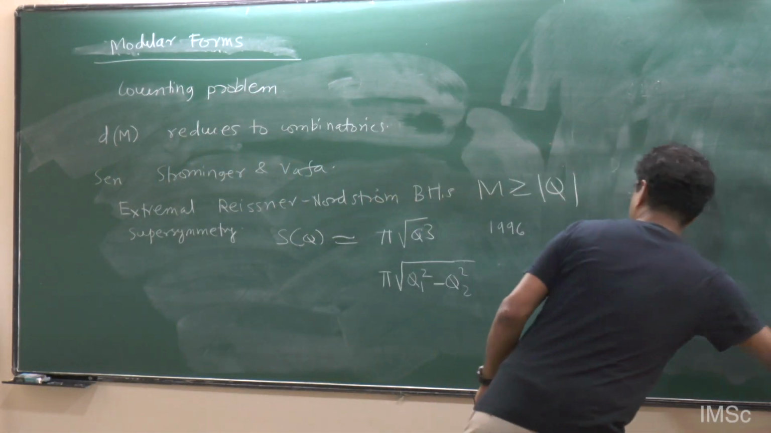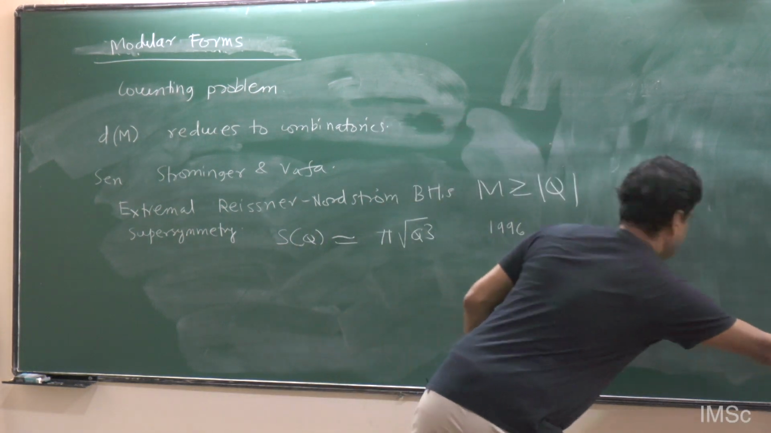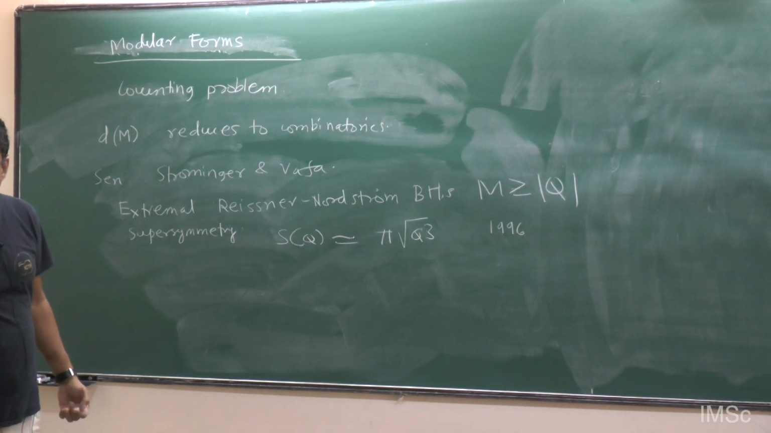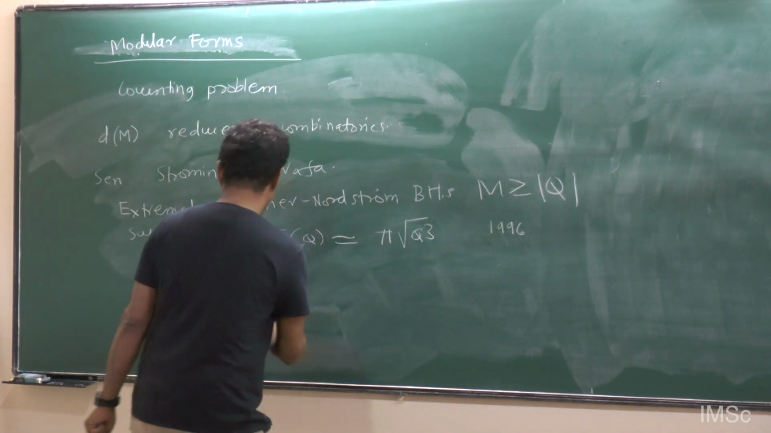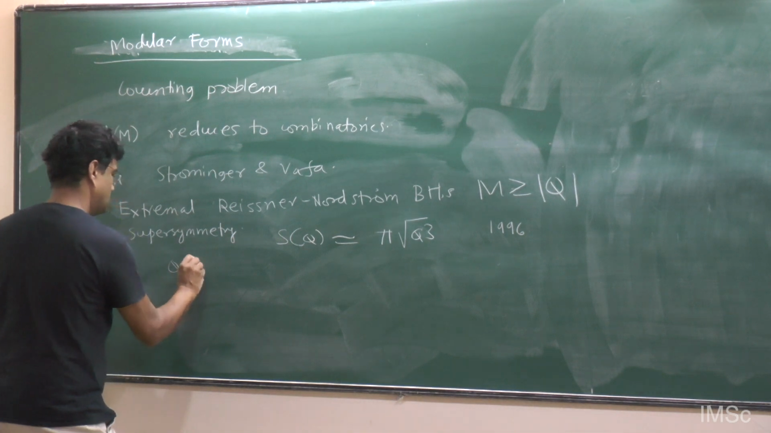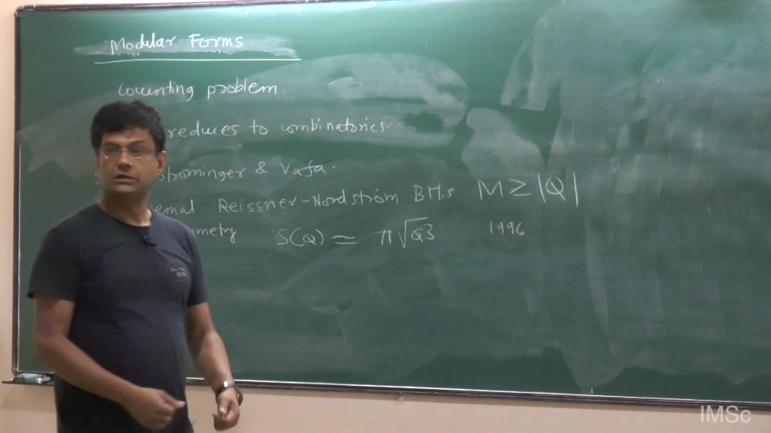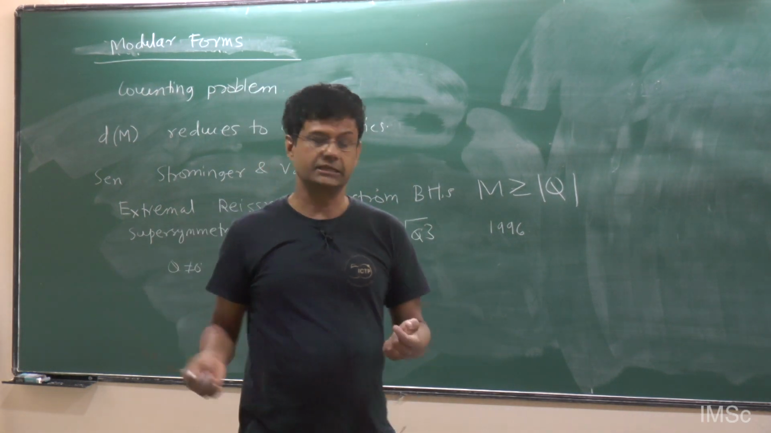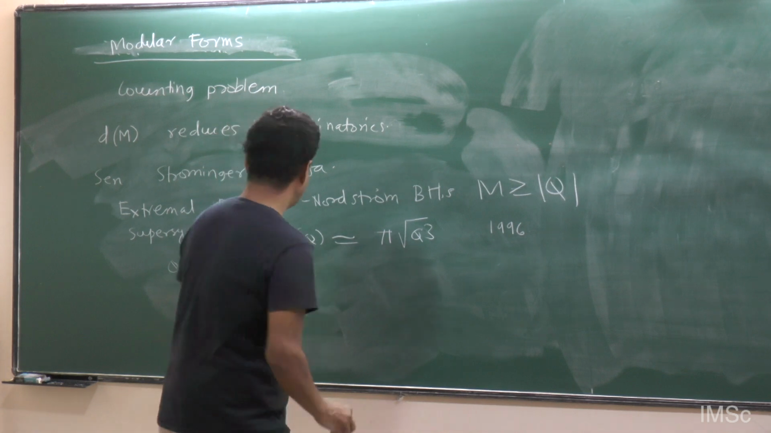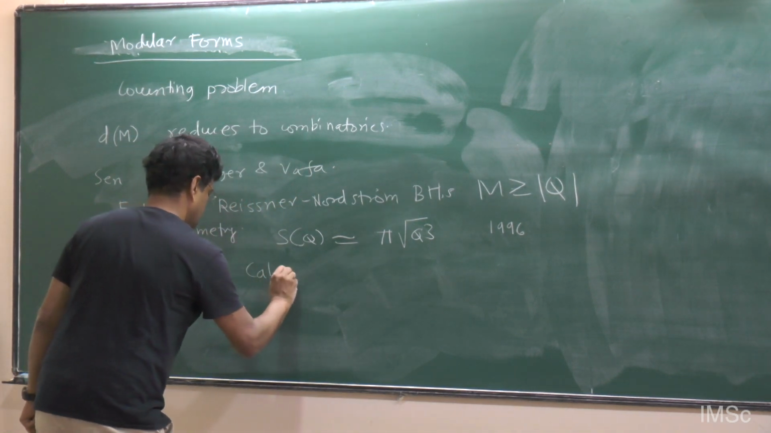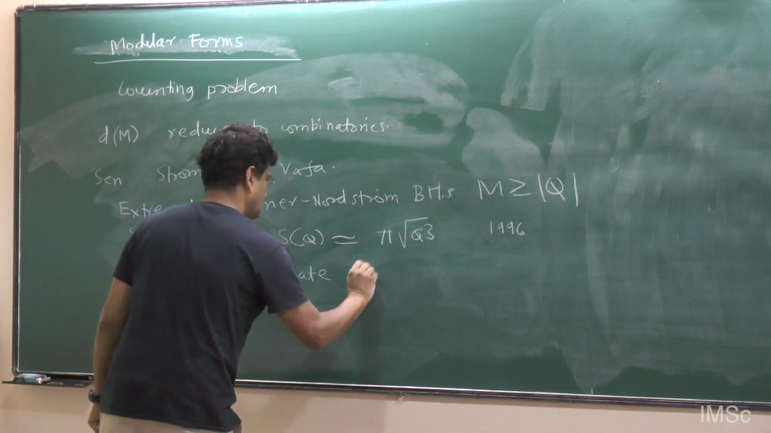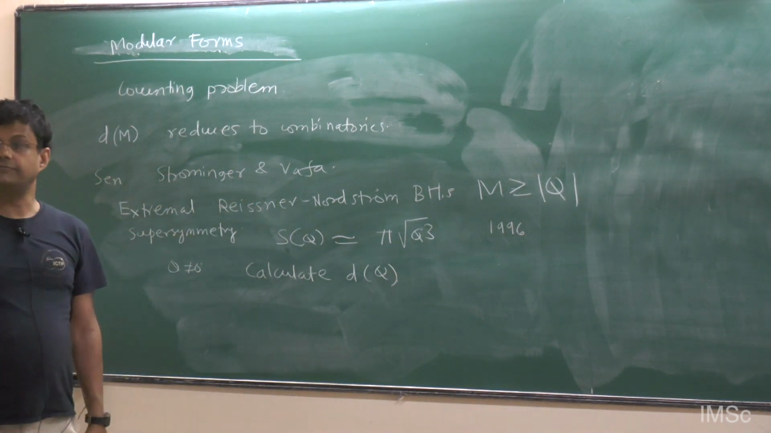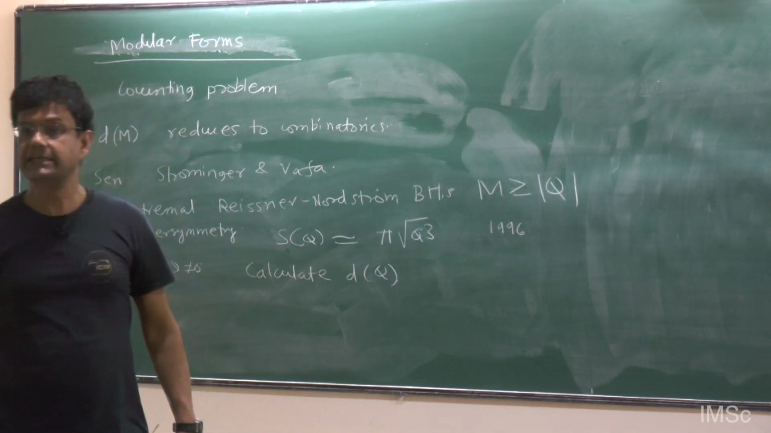Let me just focus on this one. Q is compulsory? Yes, Q is non-zero. And then the question becomes, does the quantum Hilbert space of your theory have a sufficient number of states, such that you can calculate D of Q? These people were able to calculate it using modular forms and similar techniques.